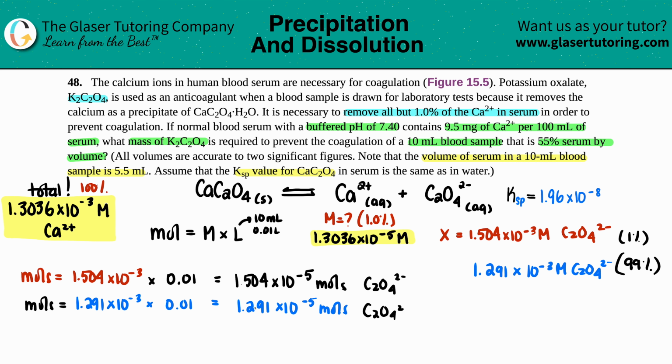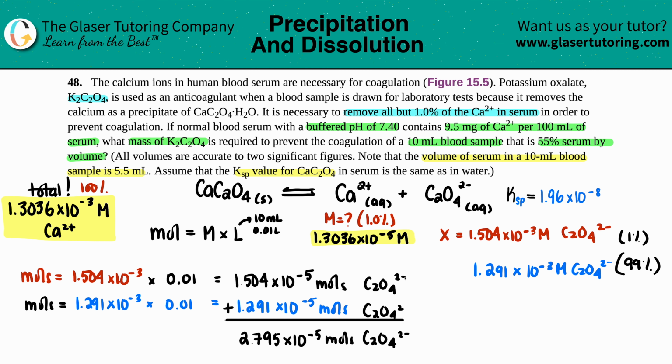So now what would be the total number of moles? Oh yeah, we just add them up. We're getting there. So let's see. This value plus this value in the calculator, I get 2.795 times 10 to the negative fifth moles of C2O4 2 minus.